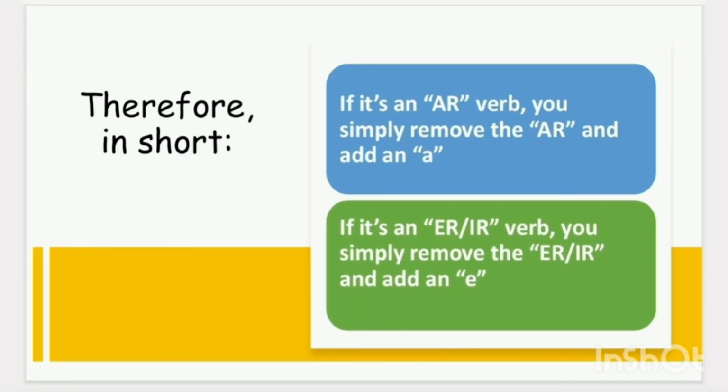Entonces, estudiantes, all you have to remember is this: to tell your friend or your family member to do something, if it's an AR verb, you kick off the AR, then you add on an A. However, if it's an ER or an IR ending verb, then you would simply remove the ER or the IR and add on an E.